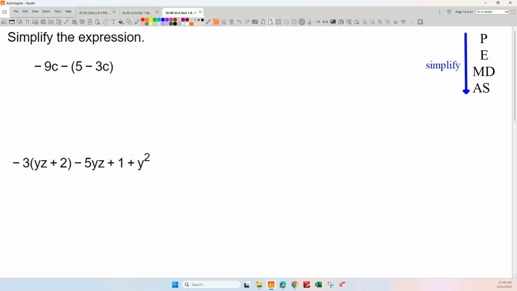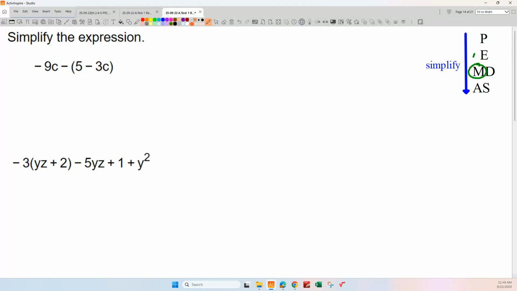So what do I do first? Okay, so inside the parentheses, I can't really do anything. 5 minus 3c, I'm stuck with. But I could distribute, so I'm going to multiply first. Agreed? There's my first step. So multiply.